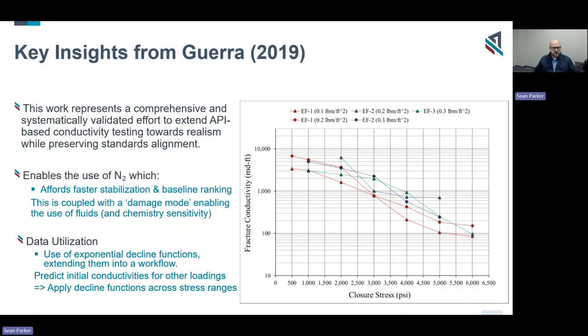And then we can couple this with the damage mode, where we're bringing in fluids as well as proppants that have undergone ultra-high shear damage. And then on the data utilization side, rather than maintaining a static endpoint, we can use these exponential decline functions and create a workflow. With enough data, we can start to predict initial conductivities for other loadings. This is going to be critical in our research for the Frac Consortium, defining what the limits are relative to proppant loadings, proppant types, as well as fluid systems, what works and at what loading. And of course, these can be applied over different stress ranges as well.